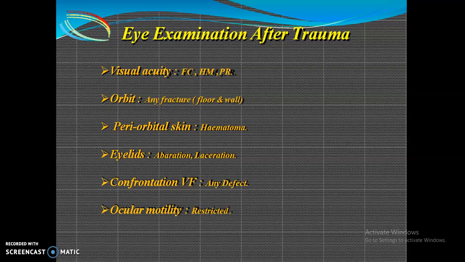Then we have to examine the orbit for any fracture, that is floor or wall fracture. In the periorbital skin we look for hematoma formation. In the eyelid we look for abrasion and laceration. Confrontation VF means we assess the visual field for any defect. Then the ocular motility. These are the main things we have to look at in a patient immediately after trauma.